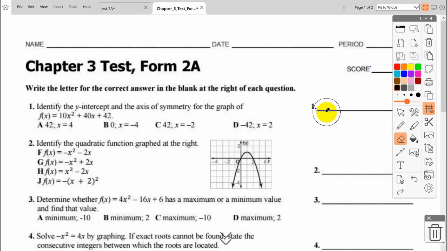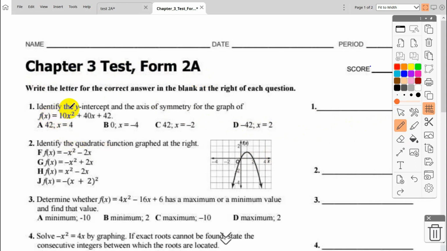Thanks to all of you. Let's continue our revision, but this time it's based on chapter 3 test form 2a. We know that our exam will include chapter 2 and the first 3 lessons in chapter 3, quadratic and complex.